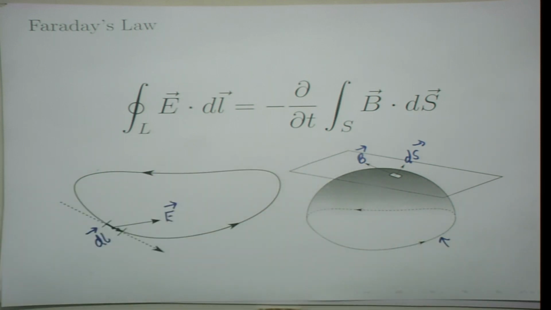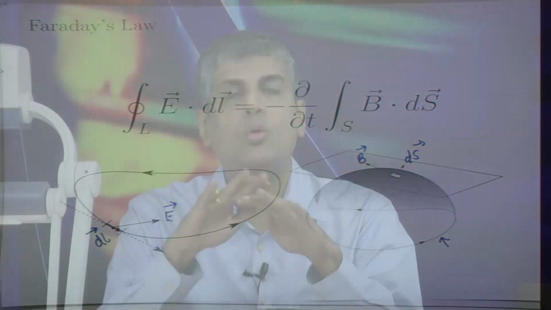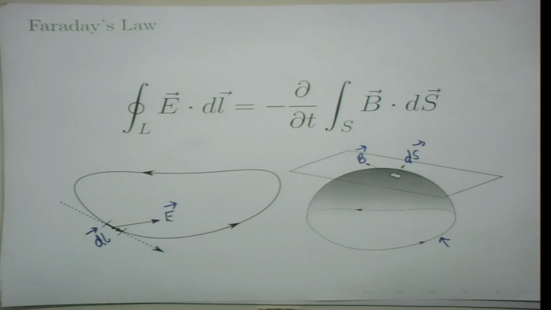So, actually for all these curves you have to define the direction. If you take an anti-clockwise direction for the curve, in that case ds is pointing upwards. So, what you have essentially is B dot ds integrated over an area which is bounded by this curve, and if you evaluate the derivative of that with respect to time and take the negative sign of it, you will find that it is equal to E dot dl.